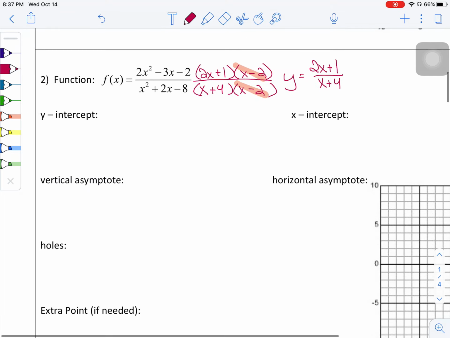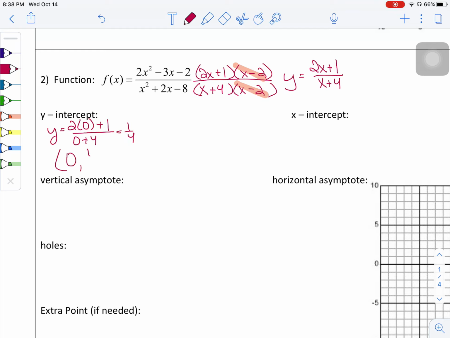All right, let's get into this. Y-intercept, make x equal to 0. So 2 times 0 plus 1 over 0 plus 4 is 1/4. So (0, 1/4). X-intercept, set the numerator equal to 0. So x is going to equal negative 1/2. So (negative 1/2, 0). Vertical asymptote, set the denominator equal to 0. So x is equal to negative 4.